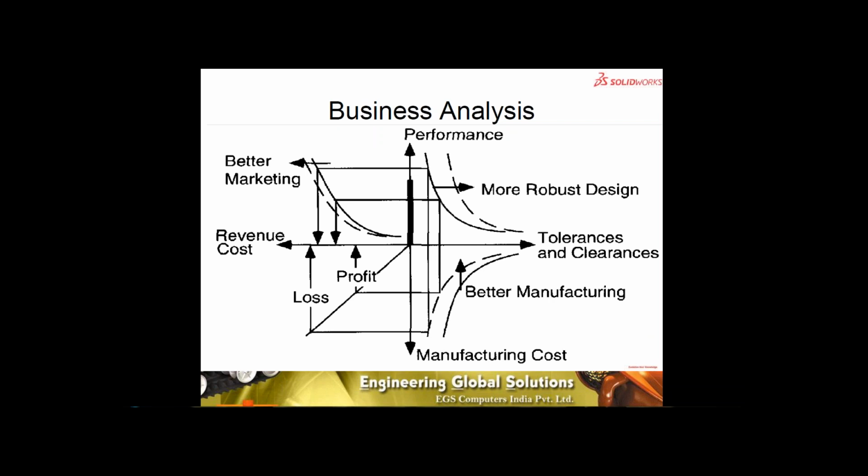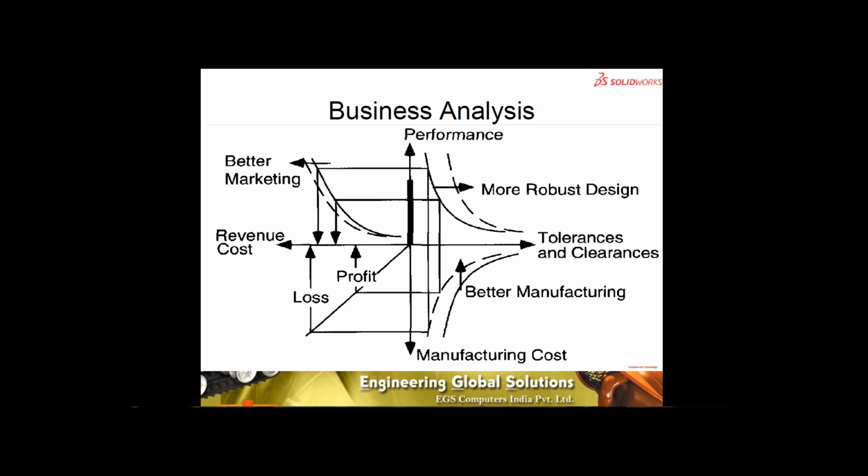As you can see here in the next picture, the business analysis of the 4 sectors. The first segment dealing with the more robust design. The second segment dealing with the better marketing, and the third segment dealing with the profit and loss analysis, and the last segment dealing with the better manufacturing processes.